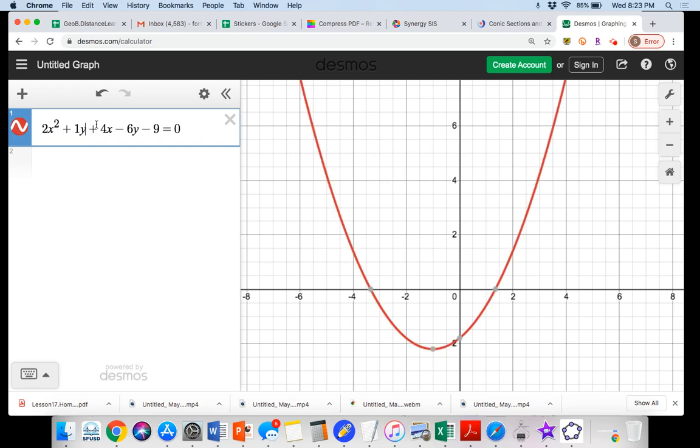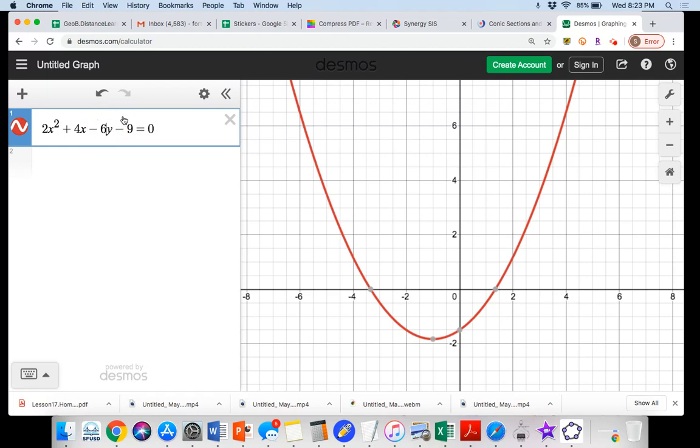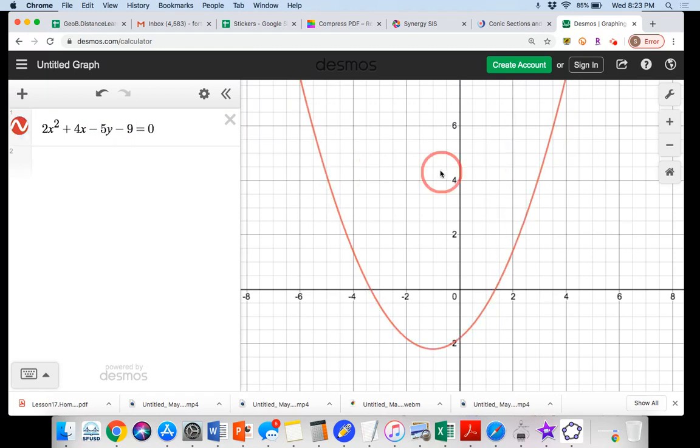Oops, I had an extra space there. Oh, there we go. So I got rid of the y squared. Now I just have x squared right here. I no longer have y squared, so I could just combine like terms, get rid of that plus 1y, make it negative 5y. So here we go. This is a parabola here.